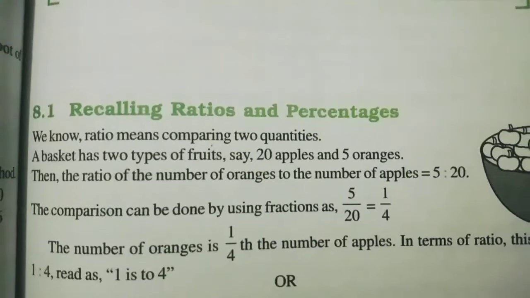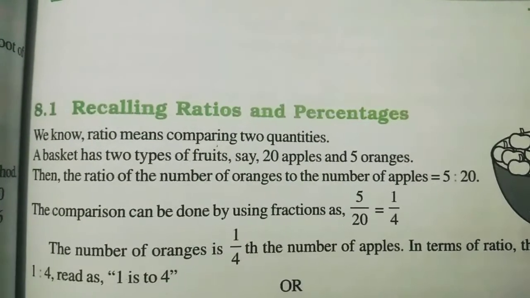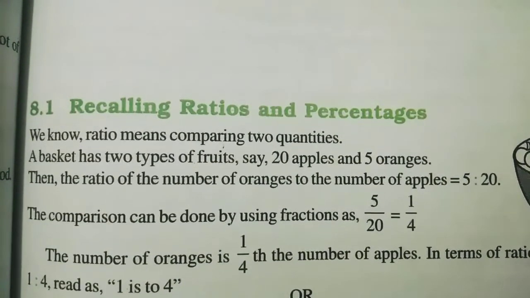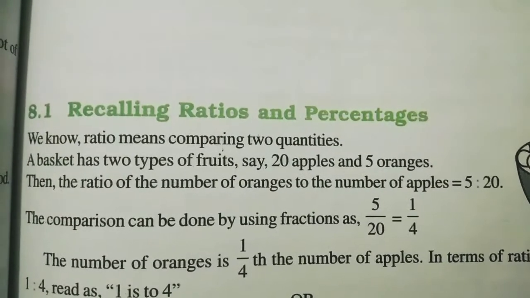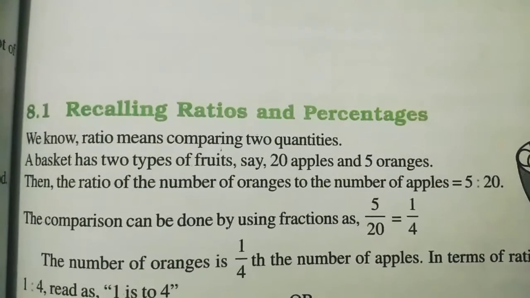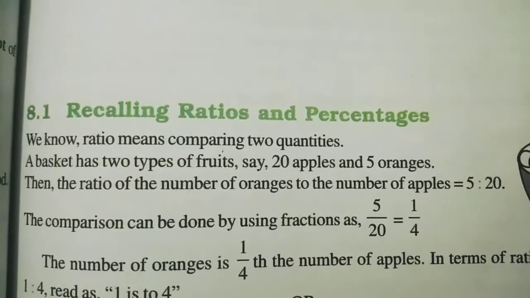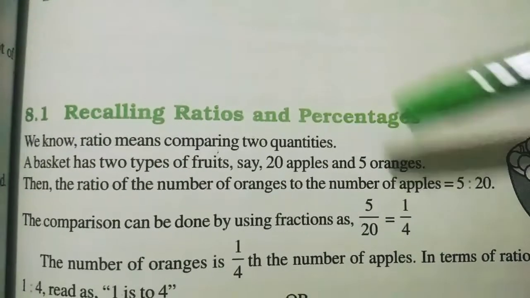You have already learned about ratio and percentage in earlier classes, right? So what is the meaning of ratio? Ratio means comparison between two same quantities. Ratio cannot be between two different quantities. So ratio means comparing two quantities which are the same.